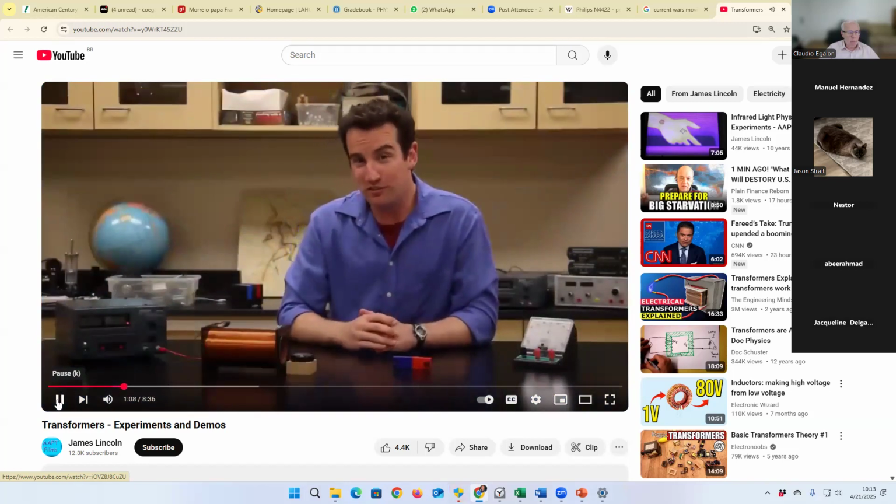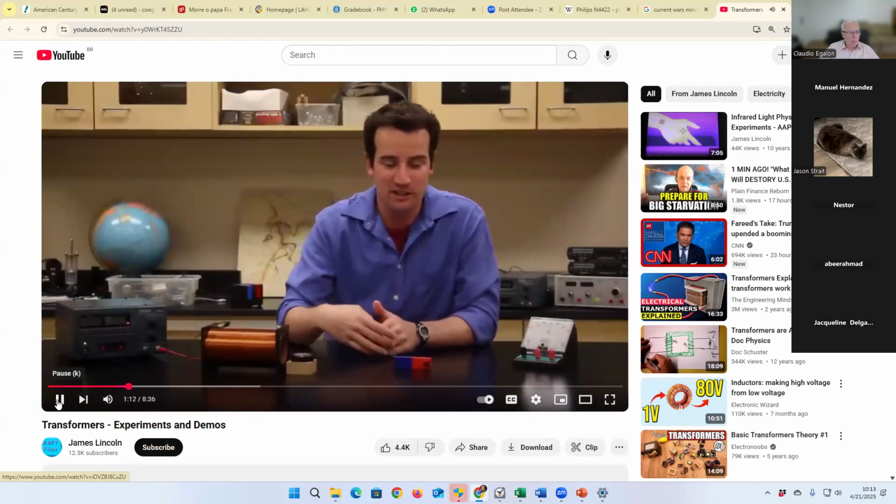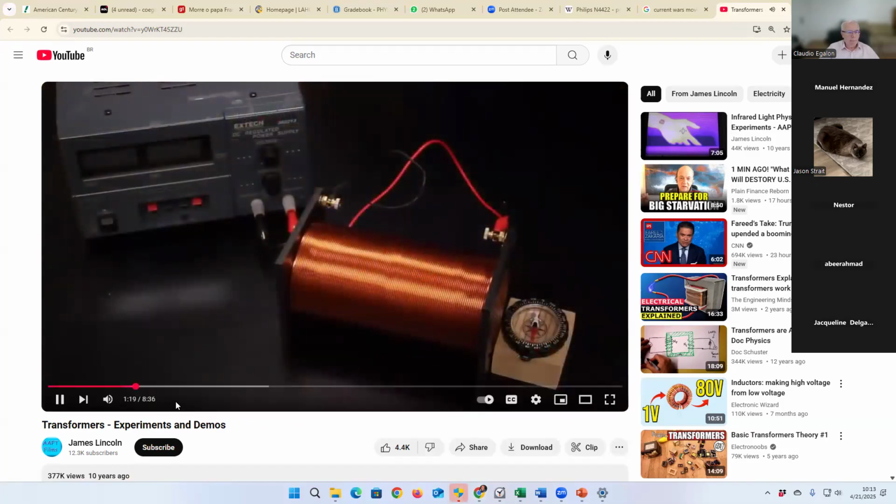Understanding transformers involves knowing that currents can produce magnetic fields, and conversely, that changing magnetic fields can also generate currents. When I pass current, the compass will deflect.